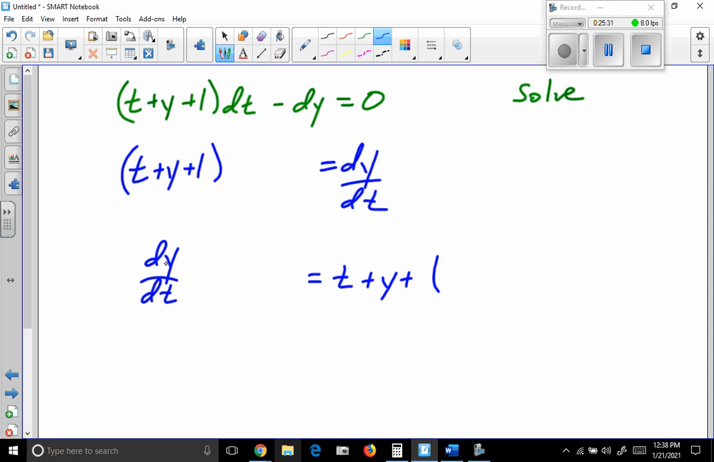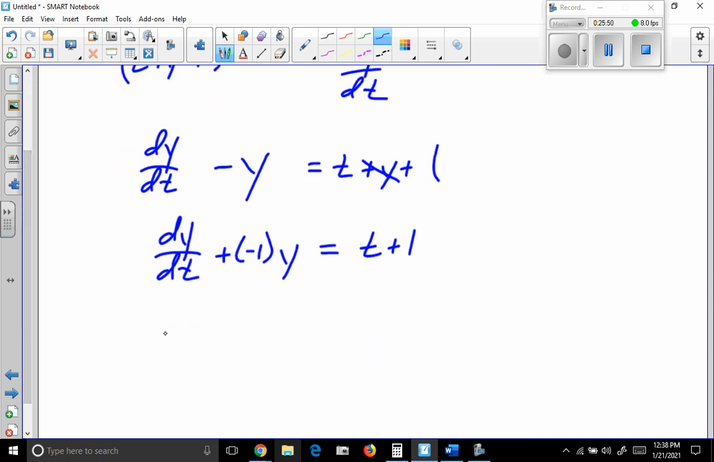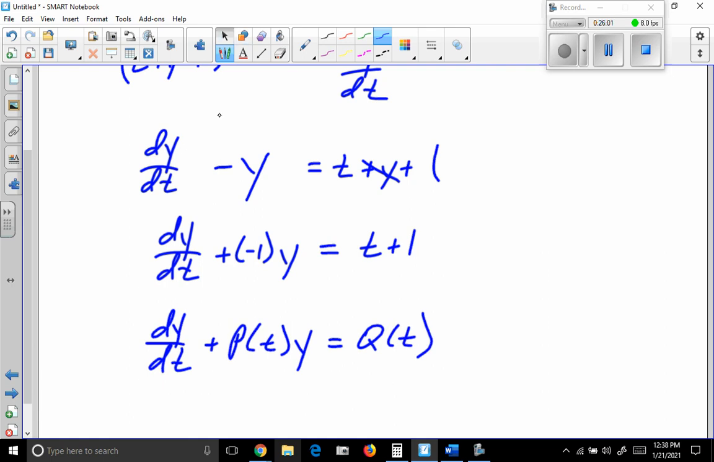So if we have a dy here, we also need the y term on the left side. So we'd subtract y from both sides to now give us a minus y here. So dy/dt, and let's call this plus negative 1y equals t plus 1. So our standard form, in terms of y and t, is dy/dt plus p of t times y equals q of t. So that's what we have.